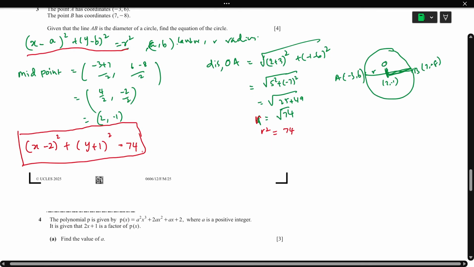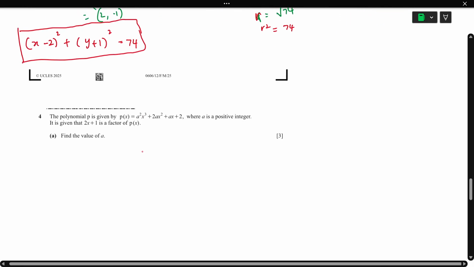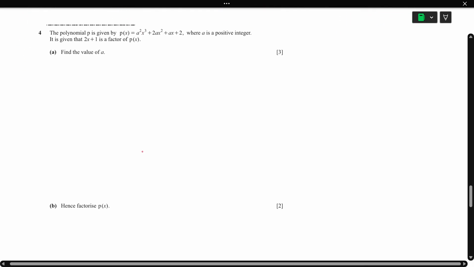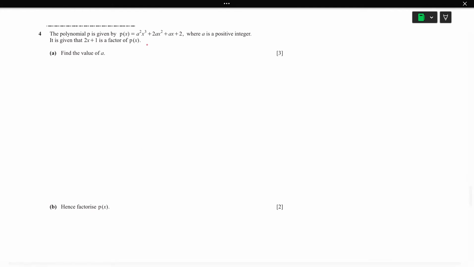Okay, so the next question is: the polynomial p is given by p of x equal to a square x cube plus 2a x square plus ax plus 2, where a is a positive integer. It is given that 2x plus 1 is a factor of p of x. Find the value of a.